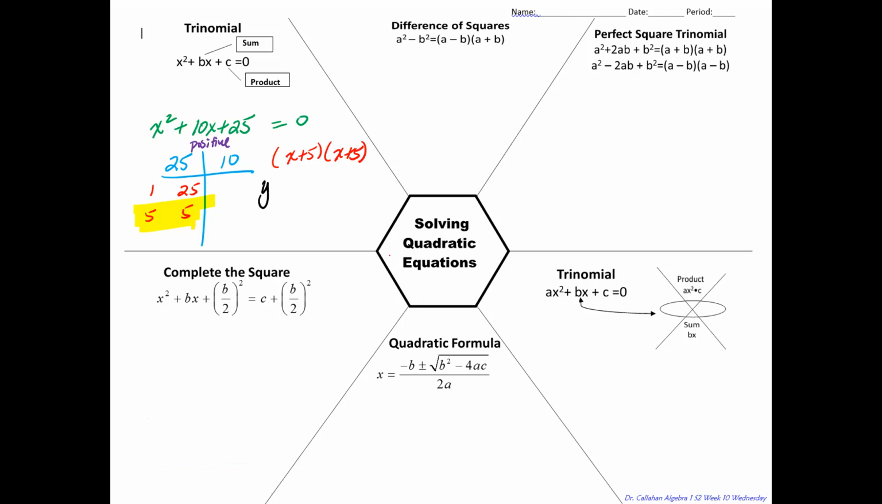Now you are going to try the next one on your own. I'm going to go ahead and give you guys x squared plus 16x plus 64. So factor that one out.